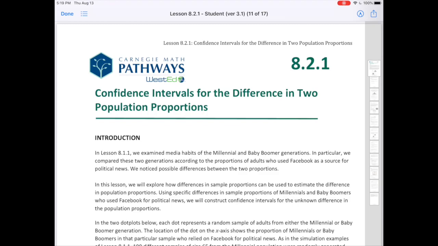In this lesson, we will explore how differences in sample proportions can be used to estimate the difference in population proportions. Using specific differences in sample proportions of millennials and baby boomers who used Facebook for political news, we will construct confidence intervals for the unknown difference in the population proportions.